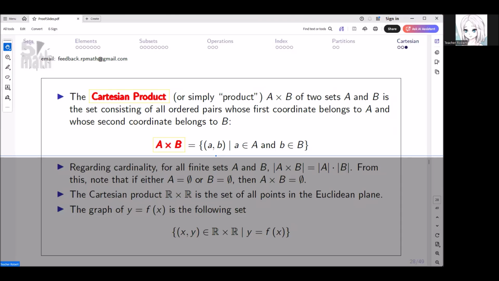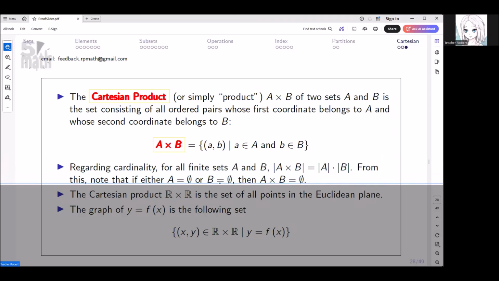The Cartesian product, or simply product, A cross B of two sets A and B, is a set consisting of all ordered pairs whose first coordinate belongs to A and whose second coordinate belongs to B, as follows. Regarding cardinality, for all finite sets A and B, cardinality of A cross B equals cardinality of A times cardinality of B. From this, note that if either A equals empty set or B equals empty set, then A cross B equals empty set.